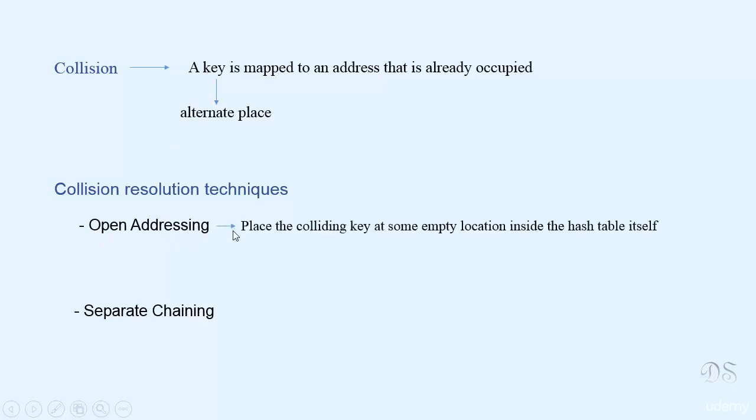In this technique, we'll place the colliding key at some empty location inside the hash table itself. So when we find that a key is mapped to an already occupied address, we'll start searching for an empty location inside the table. We'll see three methods for finding an empty location inside the table: linear probing, quadratic probing, and double hashing. First, let's see linear probing.